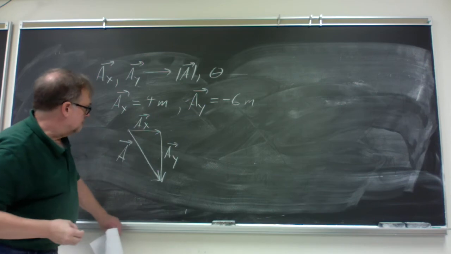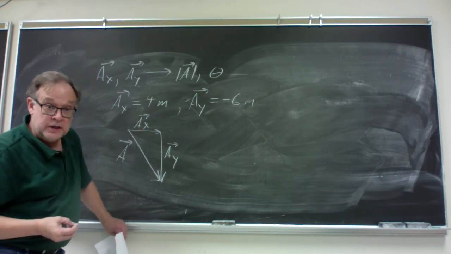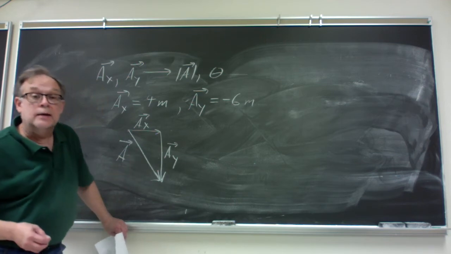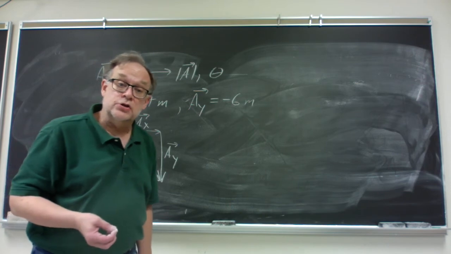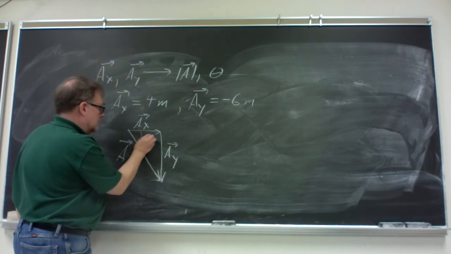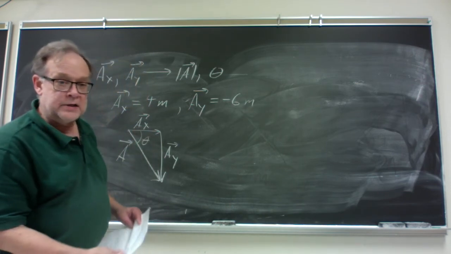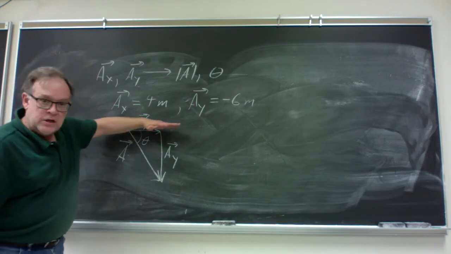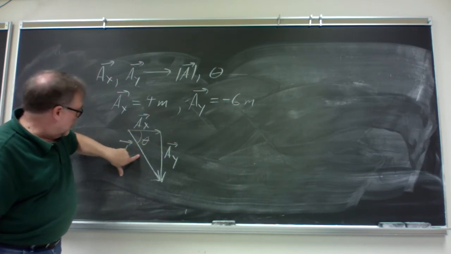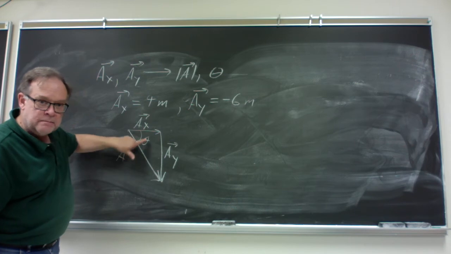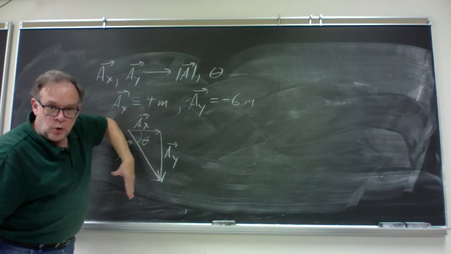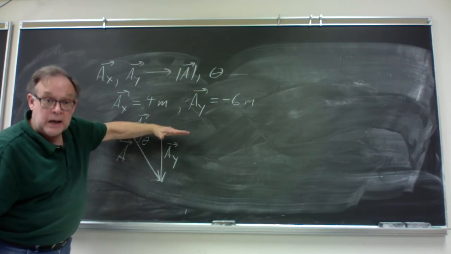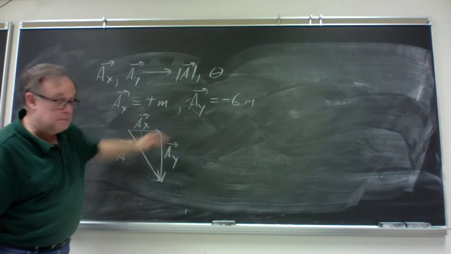So that's A. And now we want to figure out the magnitude of A and an angle that'll tell us the direction. And this angle will work for that. Positive x direction is this way, so A is pointing theta degrees clockwise away from the positive x axis.